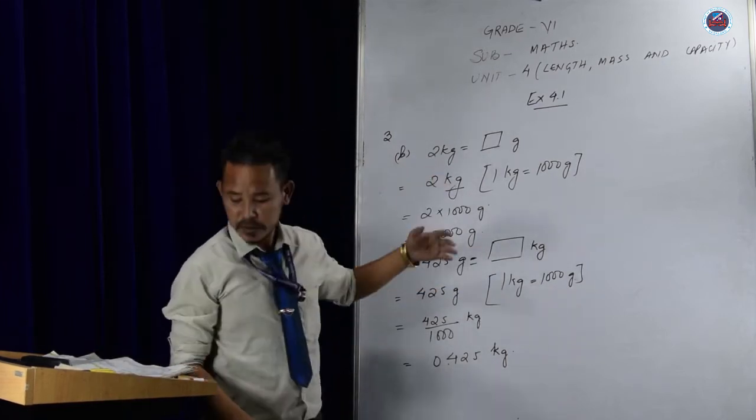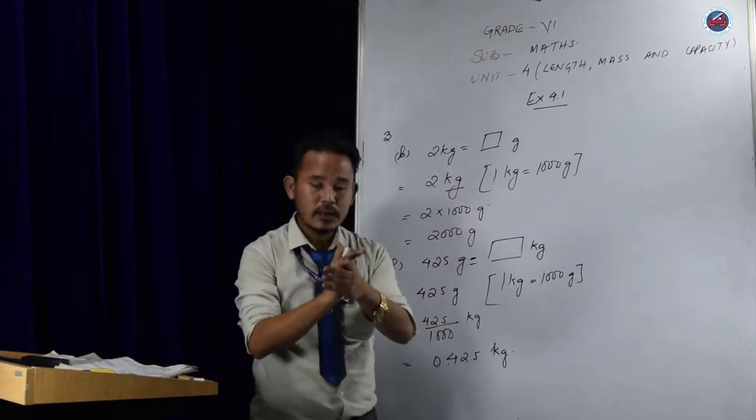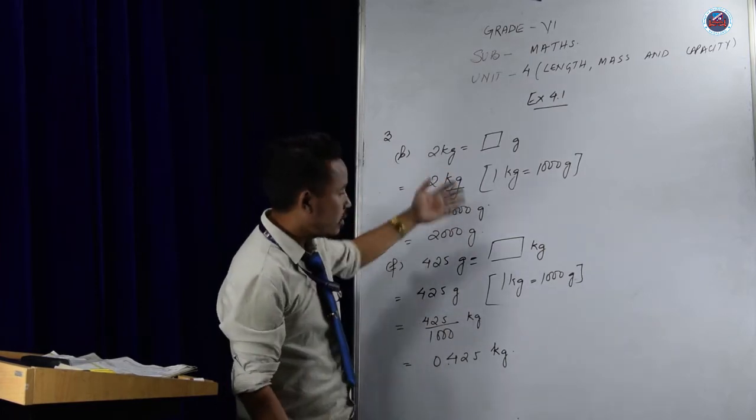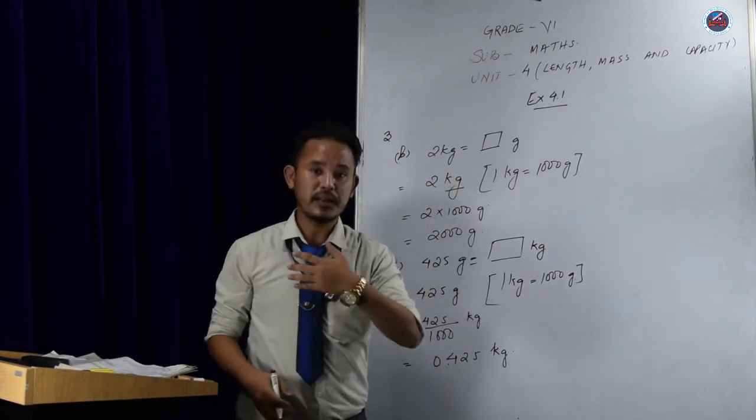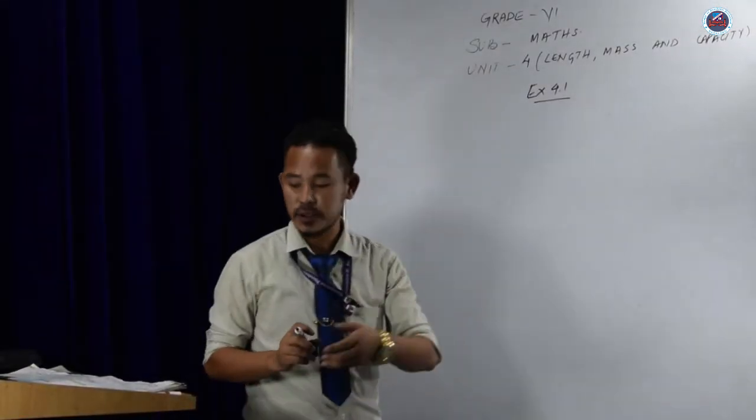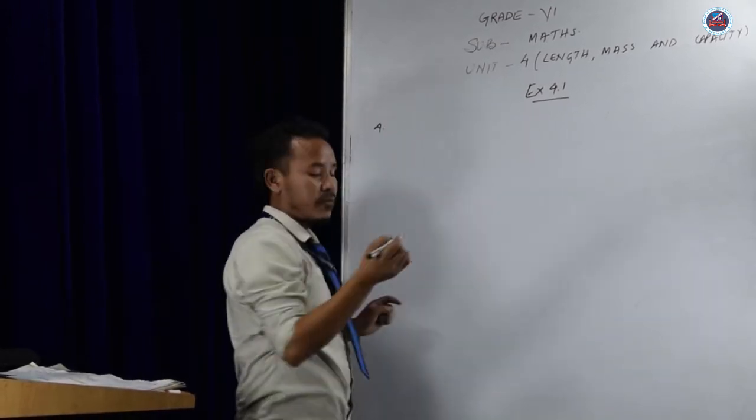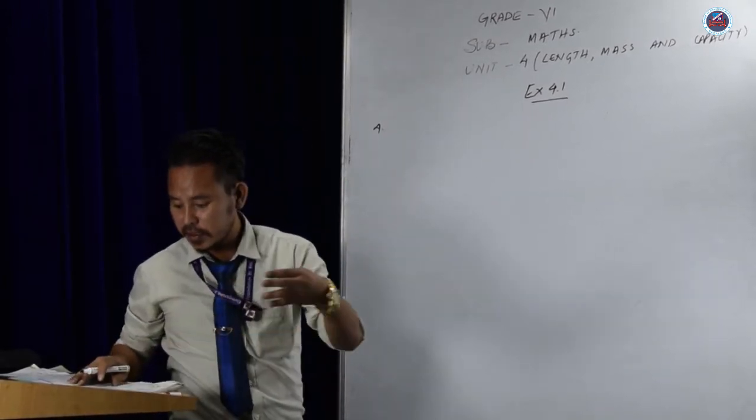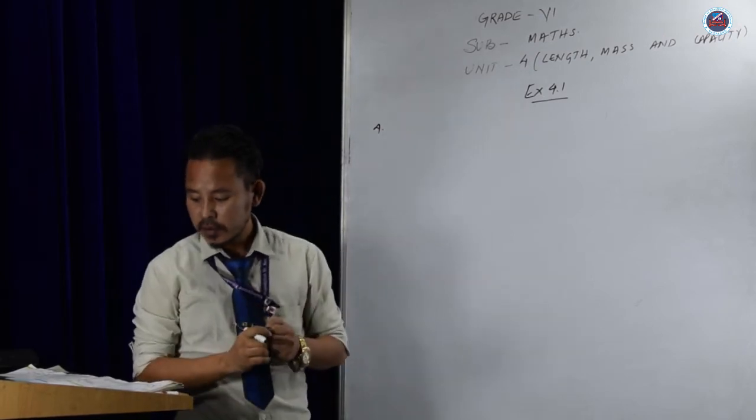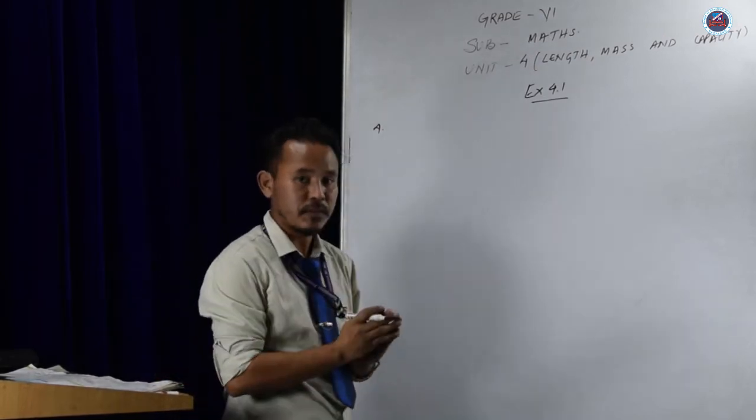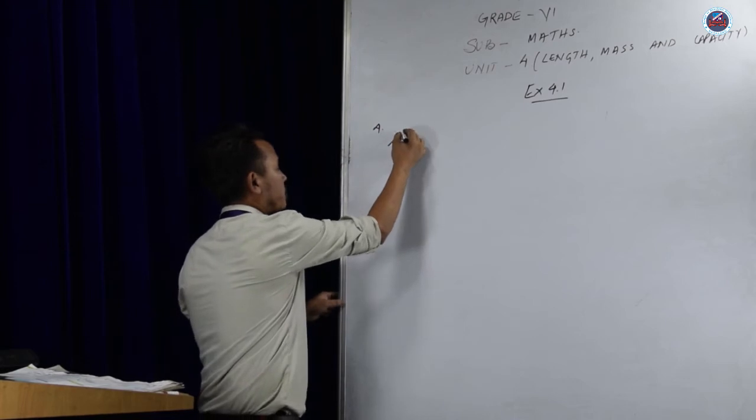The first one we have done was for length. This one is for the mass. Now we'll move on to the next one, that is for the capacity. Okay, now I'll go to the next question, that is question number 4. Question number 4 says, convert these capacities into the units shown. So even for question number 4, I'll be doing 2 sums. That is, I'll be doing question number B.